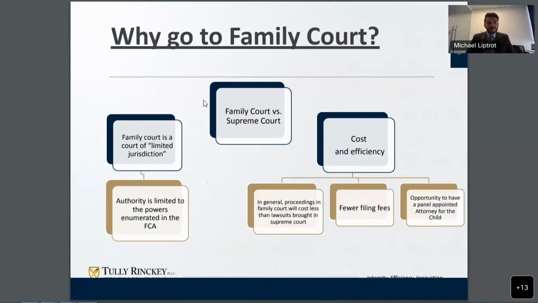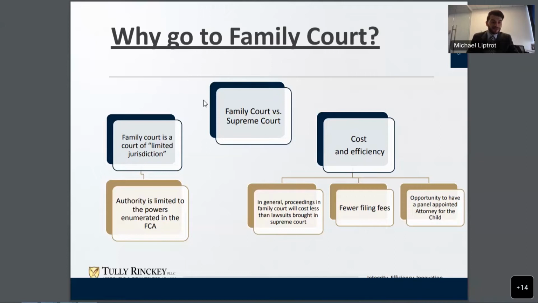Okay, so why would you go to family court instead of the Supreme Court? As I mentioned, the family court is a court of limited jurisdiction. Its powers are limited to what's enumerated in the Family Court Act. As a court of limited jurisdiction, it's sort of set up to be more efficient or focused in its scope than the Supreme Court. The Supreme Court in New York, as we know, is the trial court level. They're handling all sorts of issues, wide-ranging. So the family court is designed specifically to address these family law issues, and that can be a benefit.